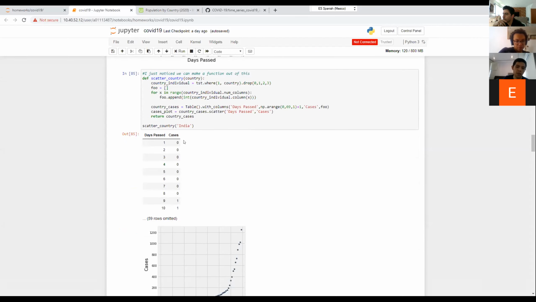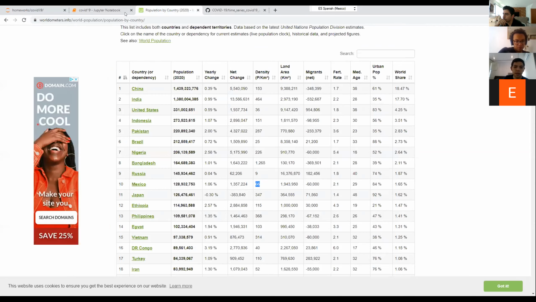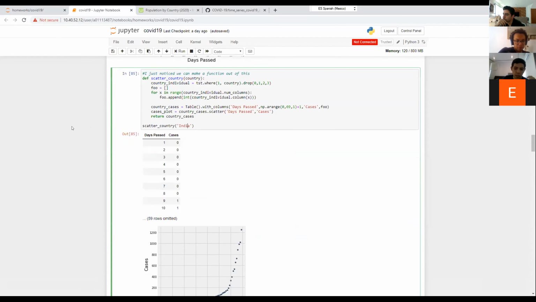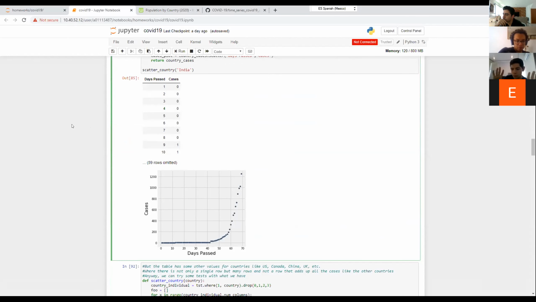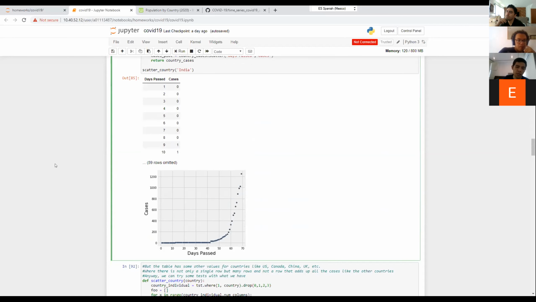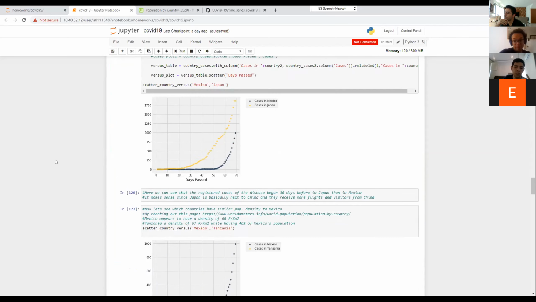So I just pick the country's name and get it. I made a function, but it just picks one and does not compare. We cannot compare two countries. So I made another function with which you can.